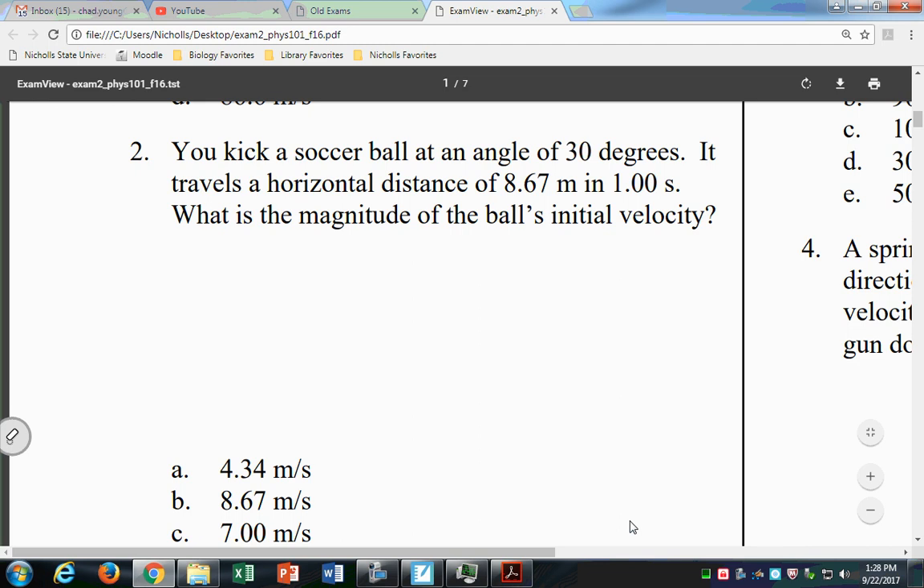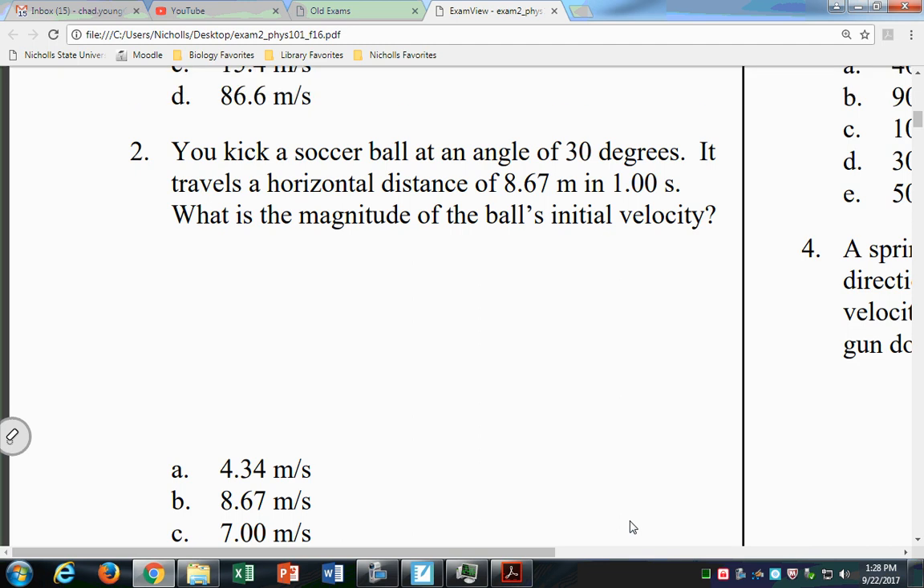The angle is 30 degrees, so that's theta, right? It travels a horizontal distance of 8.67, that's X. T is 1 second, and I want to know what is the initial velocity? What variable is it? Yeah, V naught. So I'll write those things down. I say theta equals 30, X equals 8.67 meters, T is equal to 1 second. And I want to know what is V naught. I'm not given V naught X or any of those things.